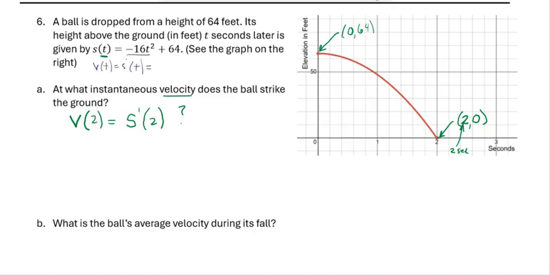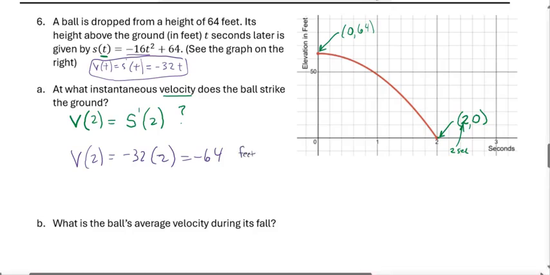Let's bring the power down and reduce it by 1, and we should get negative 32t, and the derivative of 64 is a constant, that's 0. So that's our velocity function, and so if we want v of 2, we're just going to plug 2 into that derivative, and we get negative 64. Now let's apply the units, and we have velocity. We were talking about feet and seconds, so it's negative 64 feet per second.